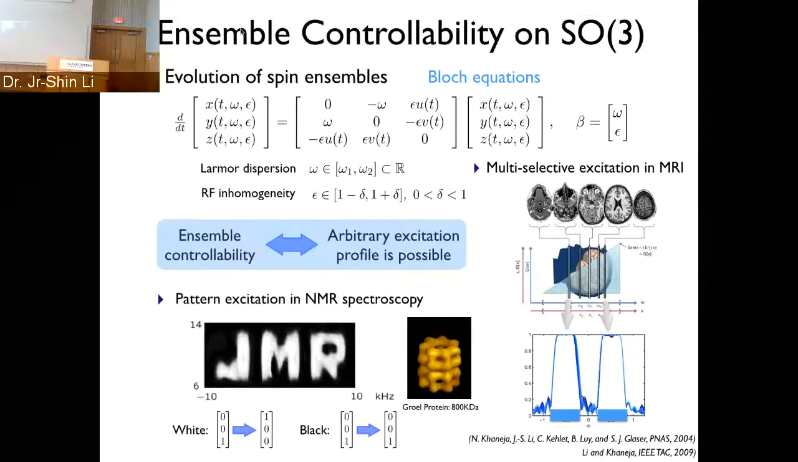We have already shown that this system is actually controllable. In the context of NMR spectroscopy and imaging, this means that any excitation profile is possible. This is very, very important. If you take a population of nuclear spins sitting in the equilibrium state, in many applications we want to excite this population of spin systems into a certain state. The controllability indicates that any arbitrary excitation profile is possible, and this is very important for NMR protein spectroscopy and for MRI. So I just wanted to show you that.